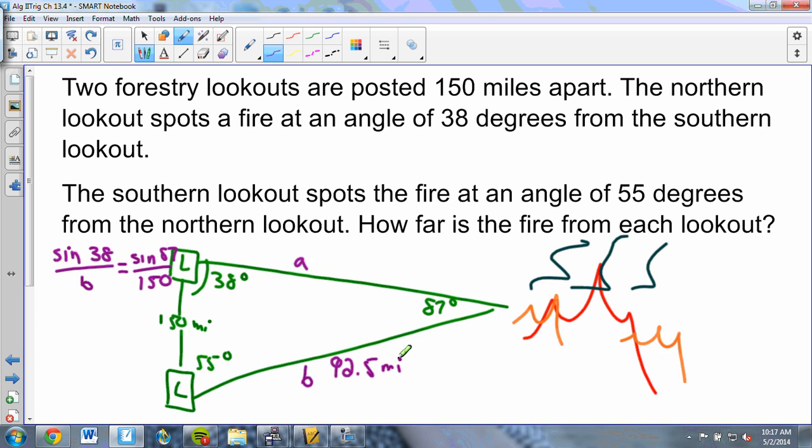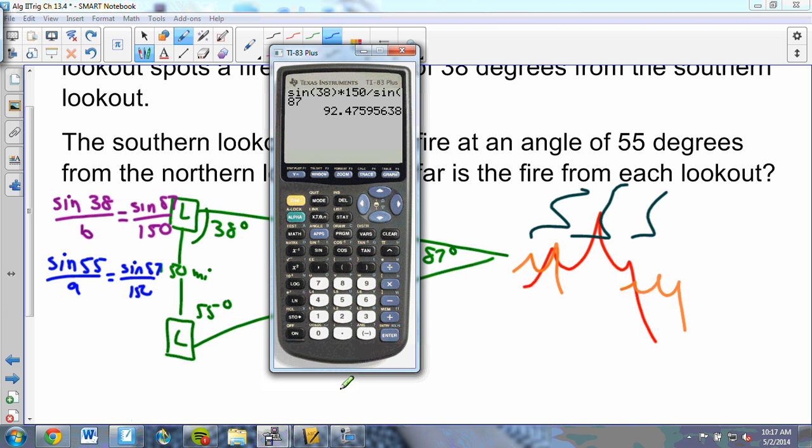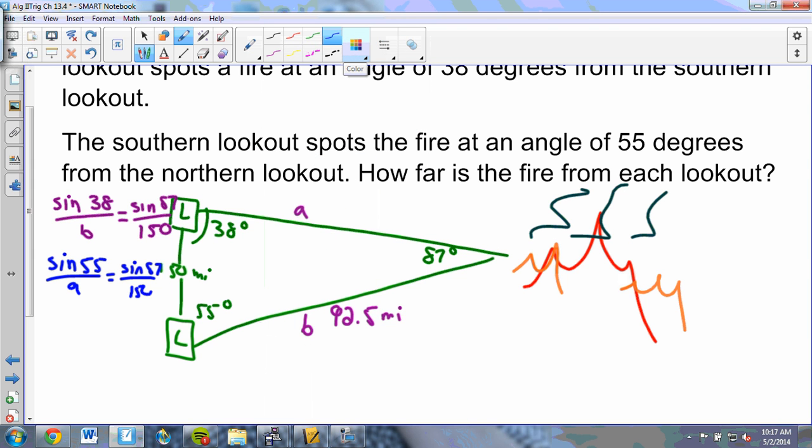Somebody else, how am I going to find A? Same thing, but instead of using B, use A. Go for it. So sine of 55 over A equals sine of 87 over 150. So I do sine 55 times 150 divided by sine 87. I can actually just change some numbers in my previous entries. Hit second enter and change that 38 to a 55. This gives me B. B is 123. Or A, sorry. A is 123 miles.